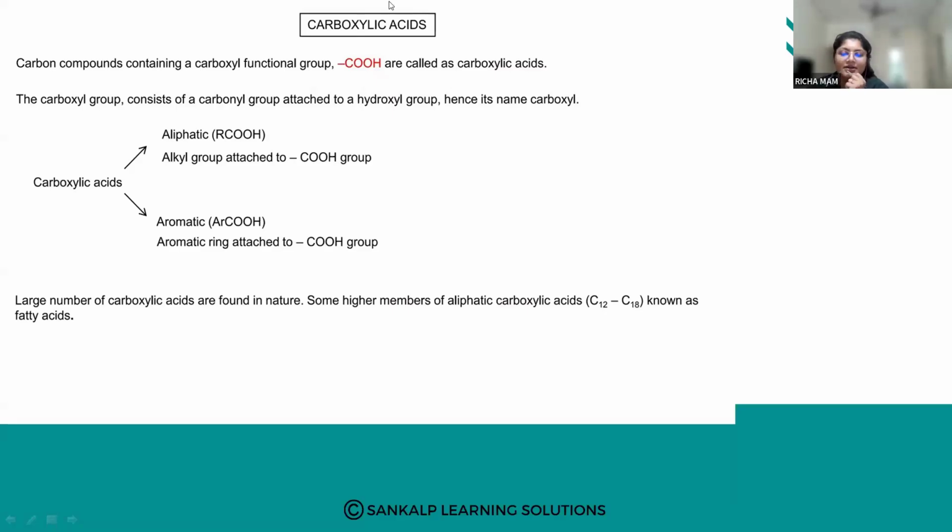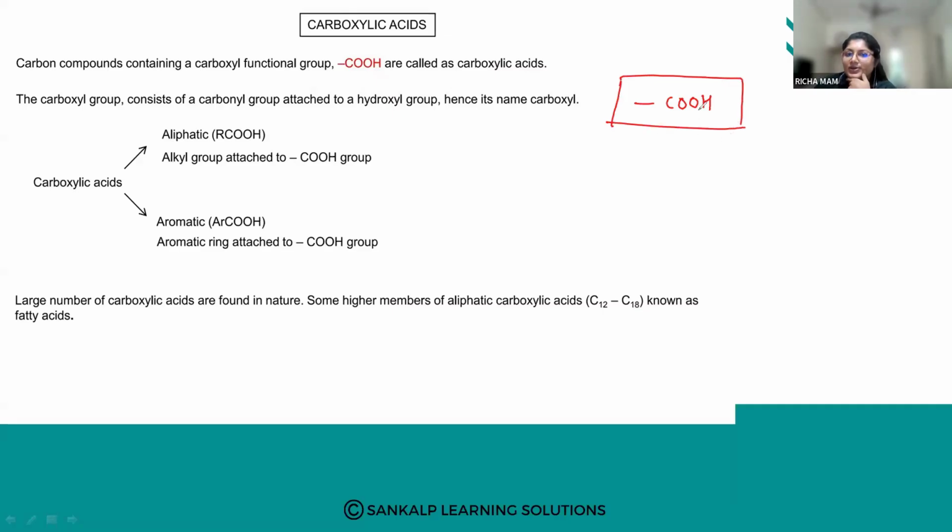Okay, so in the last class, we completed aldehydes and ketones, and we started with carboxylic acid. So what are carboxylic acids? What have we discussed about carboxylic acid, students? Carboxylic acid, how is it represented? The group is COOH, right? These are carbon compounds containing a carboxyl functional group, and such compounds are called carboxylic acids.